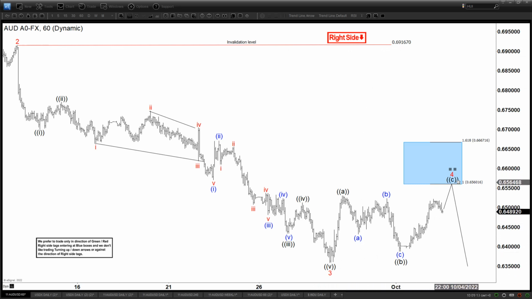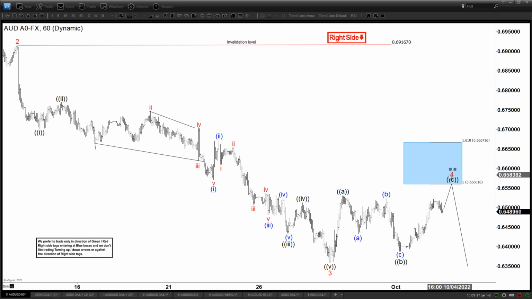Now provided we can rally again to the upside, then this is the next area where we expect the rally to fail, between 65.60 and 66.60. And then from here the Aussie dollar can continue to go down again. Okay, so that will be the idea. As long as we stay below 69.16, we could see more downside.